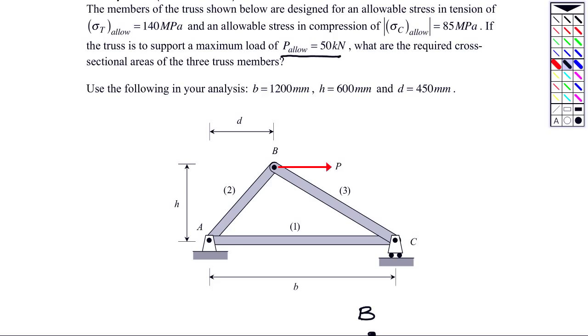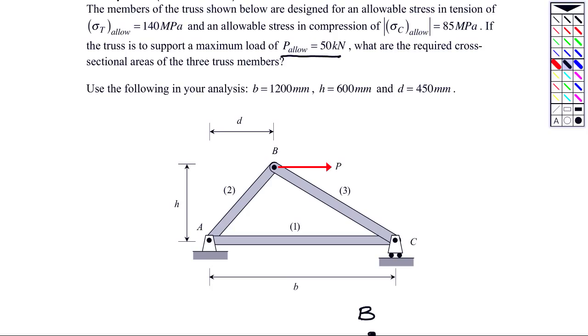In tension, it's 140 megapascals. In compression, it's only 85. So based on those two things, what we want to do is determine the required cross-sectional areas such that we don't exceed either the tension or the compression yield strength in the members for that allowable load of 50,000 newtons at P. We're going to do a joint analysis in order to first find the load carried by the members, and then from that we will calculate stress.